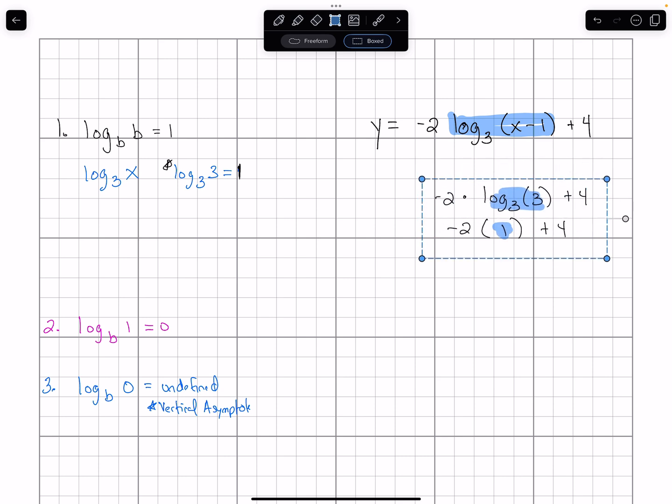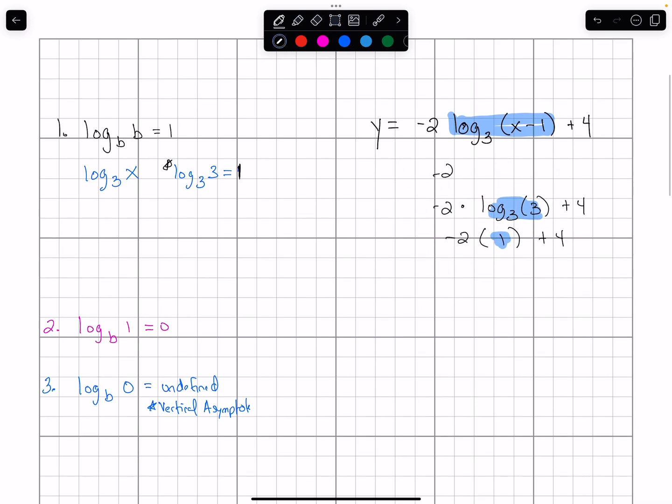Okay, so let me back up another step here. How do I get negative 2 log base 3 of x minus 1 plus 4 to be 3? Well, that means that x would have to be 4. So if x is 4, then I can use the property of log base b of b, because then I'll have log base 3 of 3. All right, and then the rest is just multiplication. So this becomes negative 2 times 1, which is negative 2, plus 4, and I get a final answer of y is equal to 2. So one coordinate is going to be when x is 4, y is 2. And we're going to graph all these.